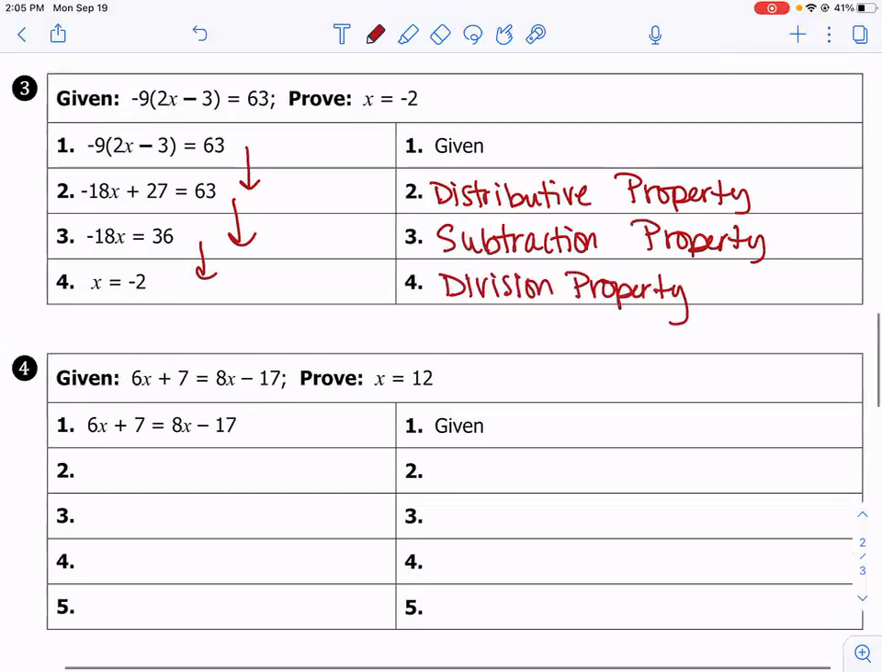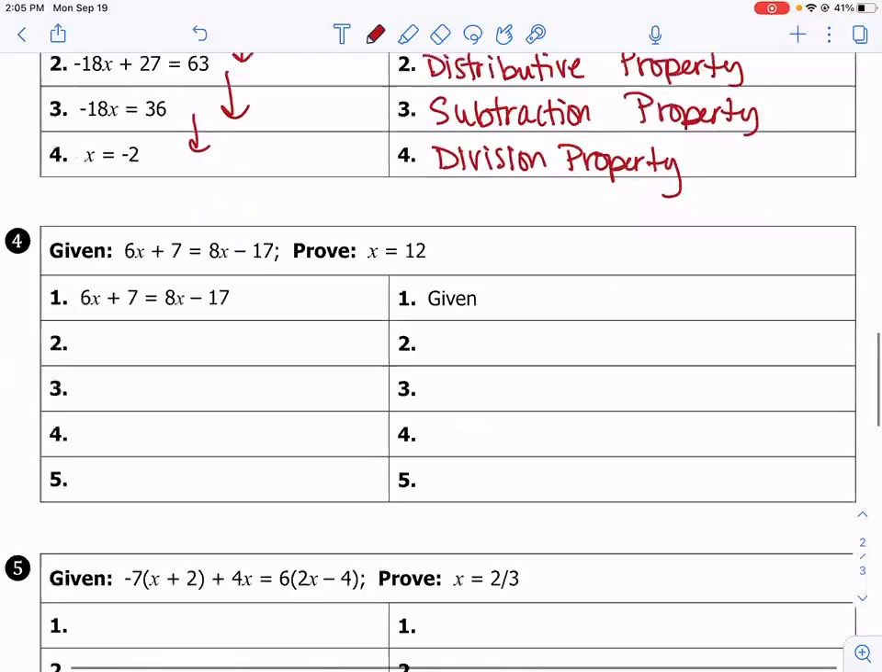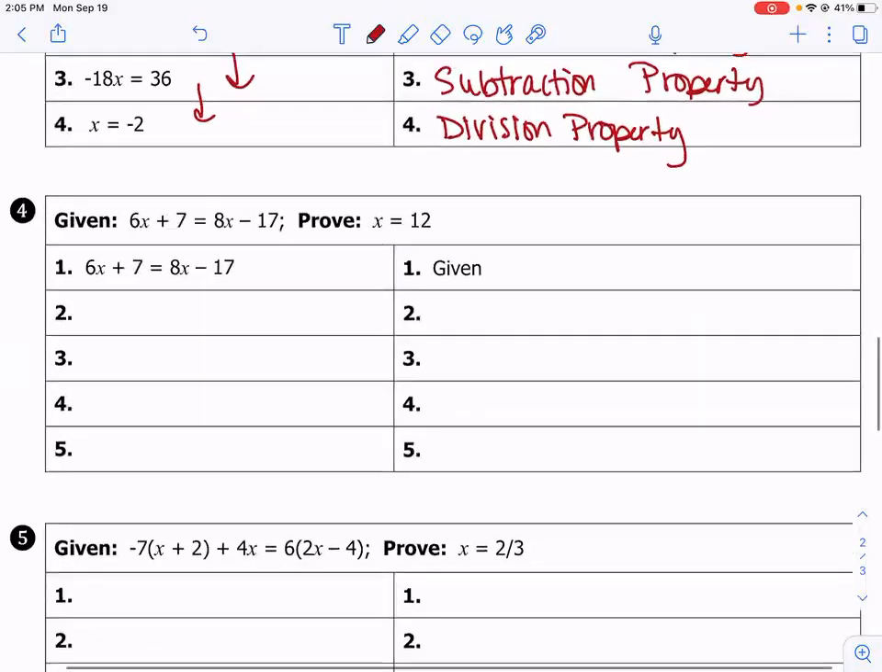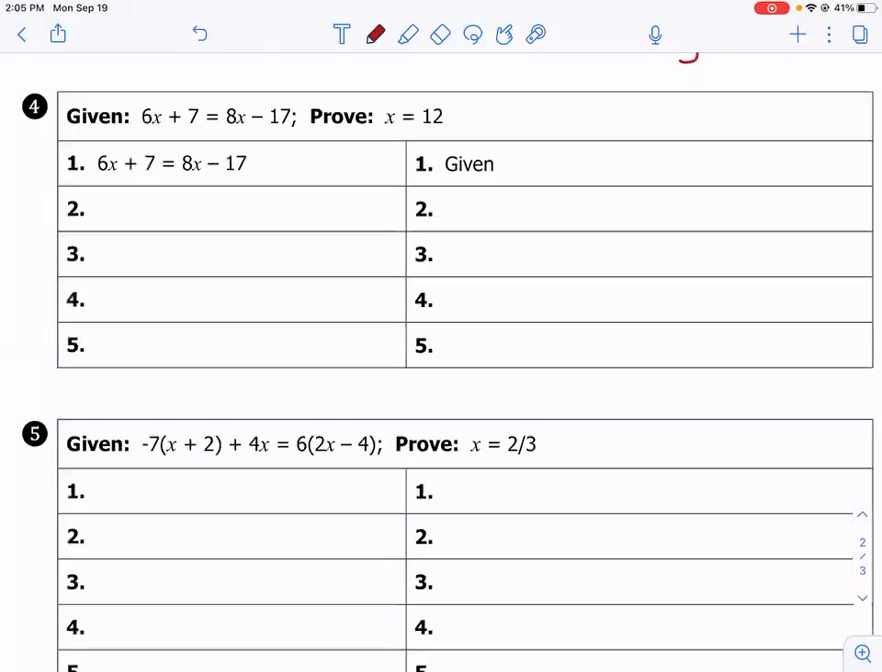Okay, so now notice how in number 4, we have to come up with our own steps, which is what I'm going to expect from you on the quiz on Friday. Okay, so don't work ahead of me, please. I know, I'm just asking you not to.